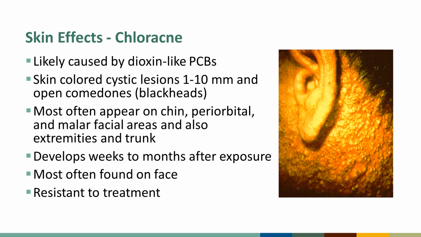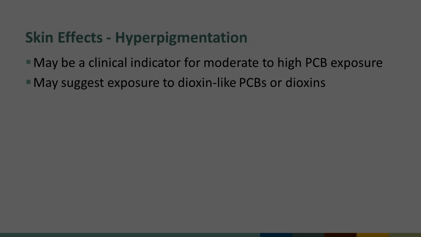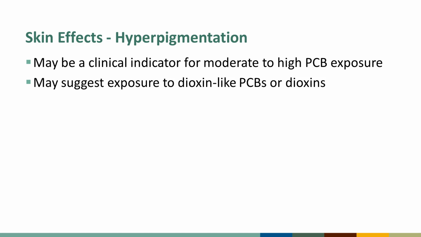Chloracne typically develops weeks to months after exposure and may occur at any age. It has been reported in both acute high-dose exposures and longer-term occupational exposures. Lesions most often appear on the face in areas such as the chin, around the eyes, and the cheeks. However, the extremities and trunk can be affected as well. Chloracne may be difficult to treat, and lesions can last for years or decades. Hyperpigmentation is also associated with moderate to high exposure to PCBs, dioxin-like PCBs, and dioxins among workers exposed in occupational settings.